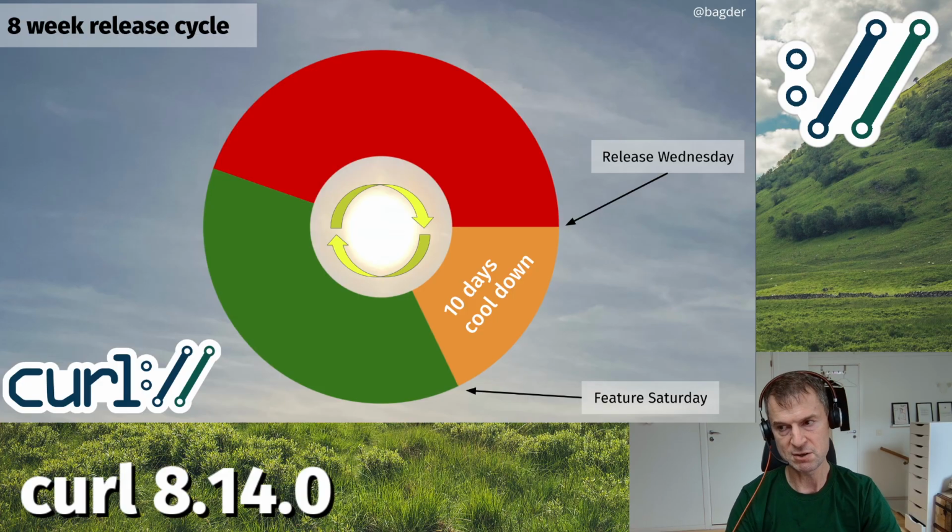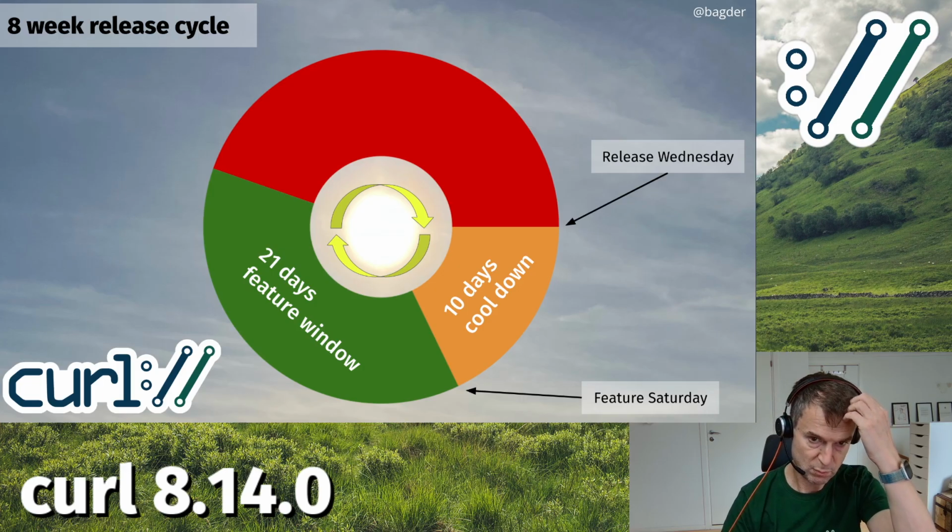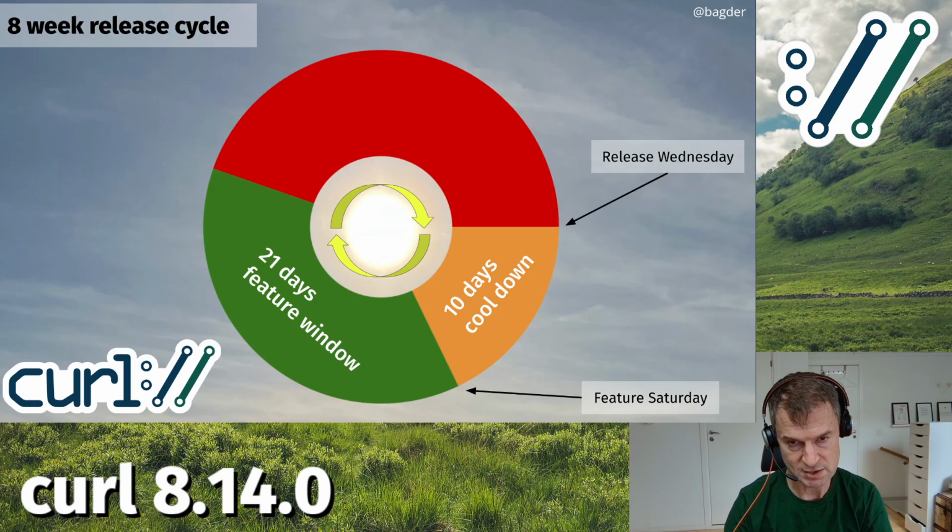And then we have a feature Saturday. At the feature Saturday we open the feature window, and we have the feature window open in a regular case for 3 weeks, exactly 21 days. In this case, since we're shortening it by 1 week, it's just going to be 14 days. And during this feature window, we merge and allow merging of new features, changes that are adding things that are not just bug fixes.